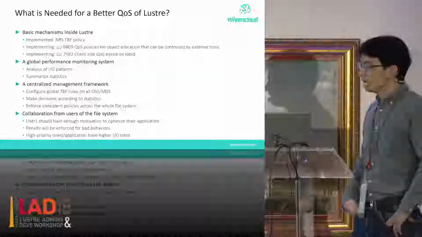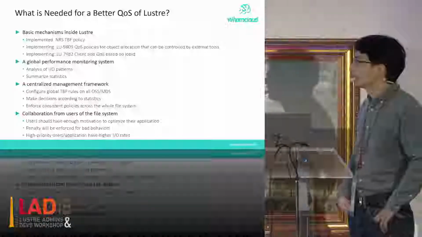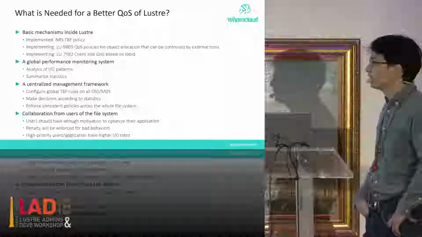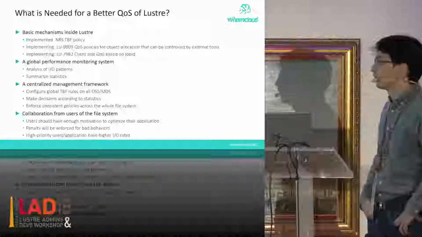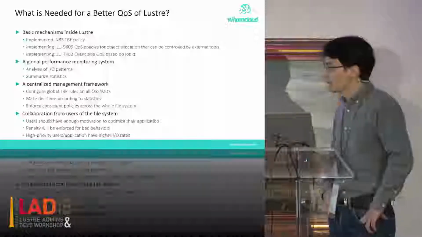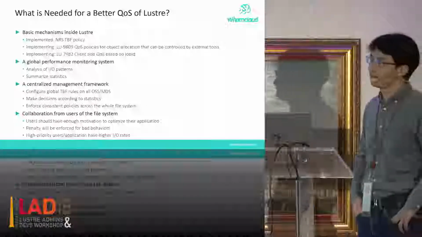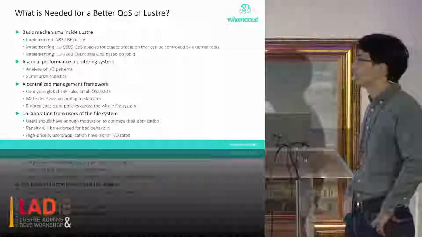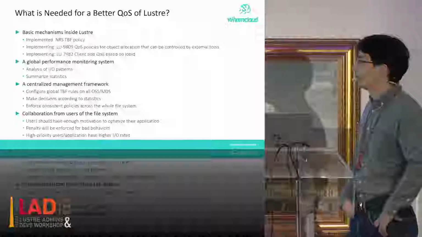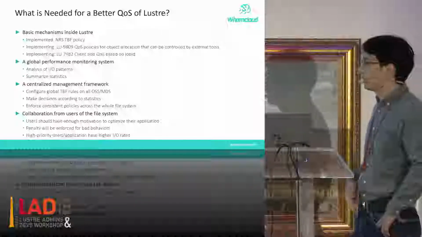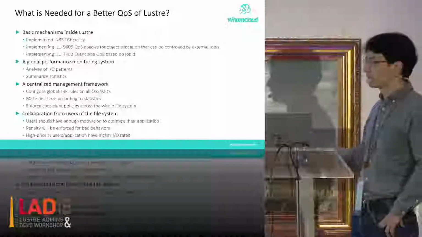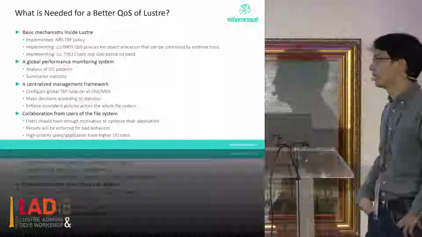That's why we want to do more on this. We have been thinking about this for a long time, and we think about what is needed for a better QoS of Lustre. The first thing we need is, of course, some basic mechanisms inside Lustre. TBF is part of it, and we are thinking about other QoS mechanisms inside Lustre. For example, we want a QoS policy which will control the striping of the object, where the object will be allocated.